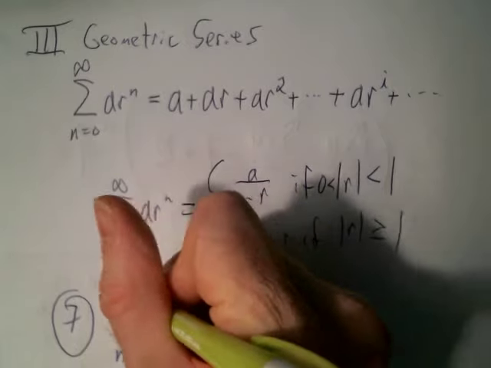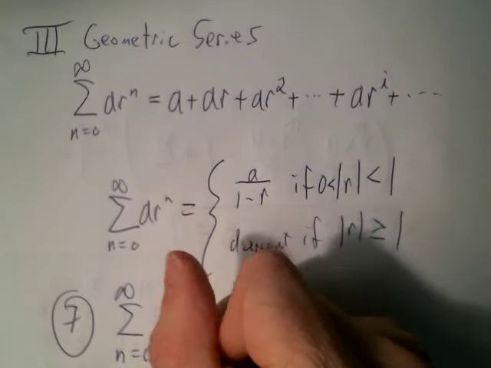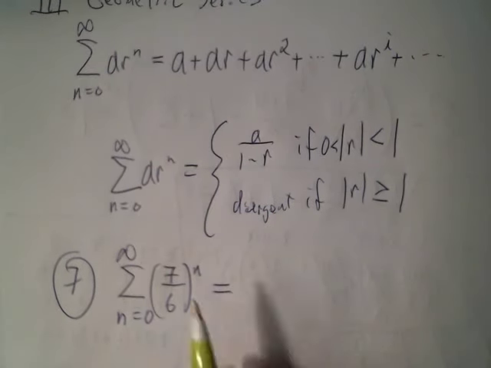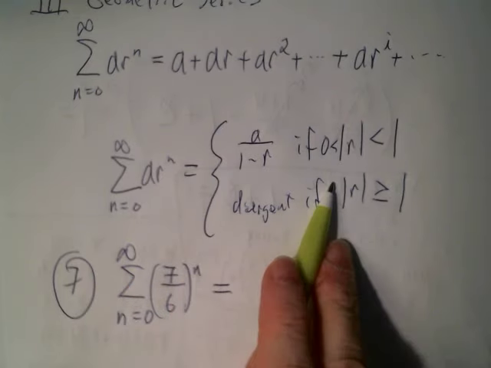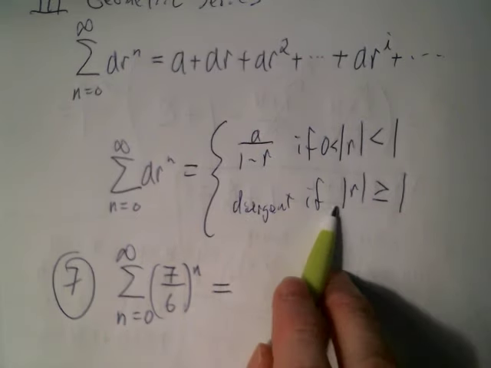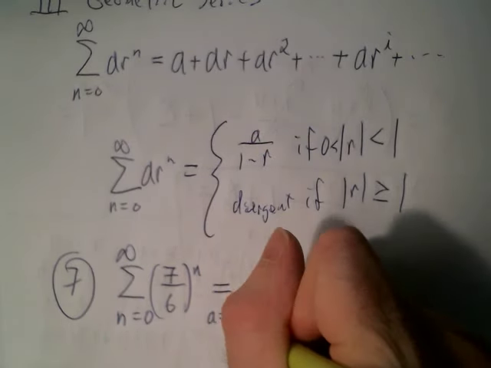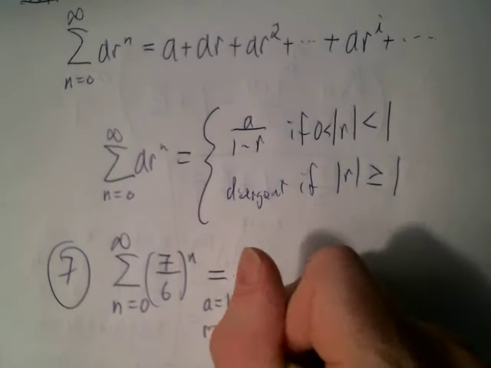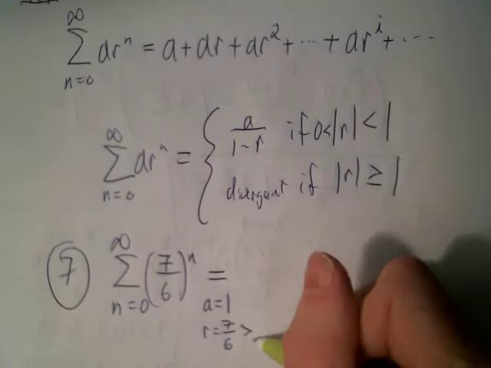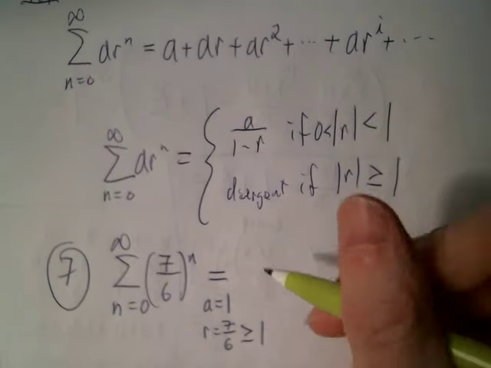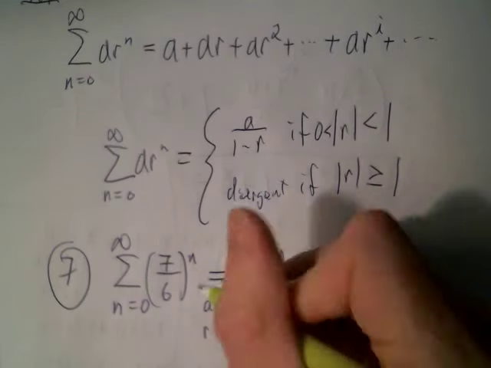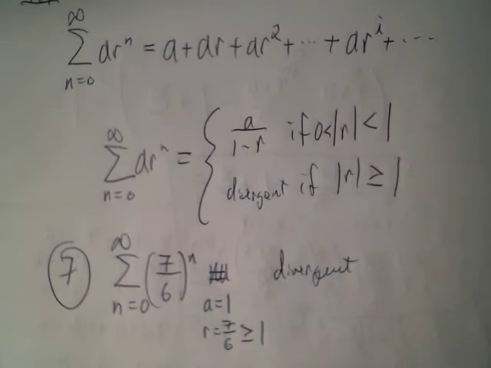In practice, these problems are pretty simple. Take the sum from n equals 0 to infinity of 7/6 to the n. You identify the A value and the R value, and then determine its sum or say it's divergent depending on the R value. Here the A value is 1 and the R value is 7/6. In this case 7/6 is greater than or equal to 1, so it's divergent. It does not have a sum. I don't want to say it's equal to divergent; we just say this sum is divergent.